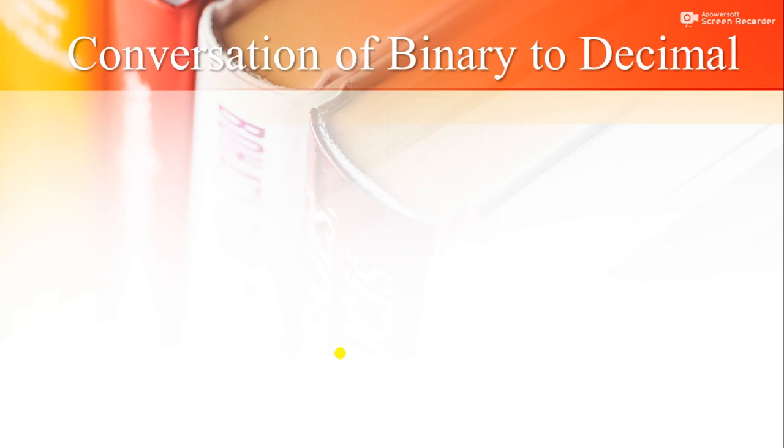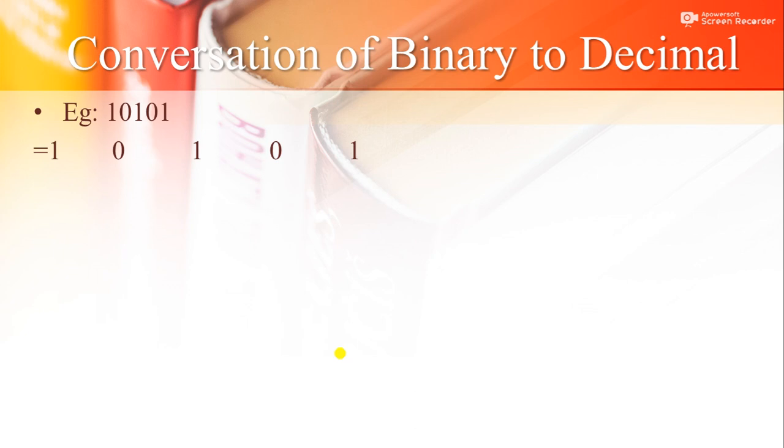Now next, conversion of binary to decimal. Over here we have taken the example of 10101. This number we have to convert into decimal. So let's see. Over here I have separated it with some space, that is 10101.